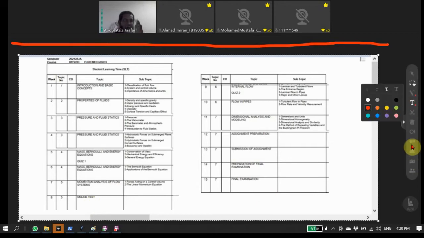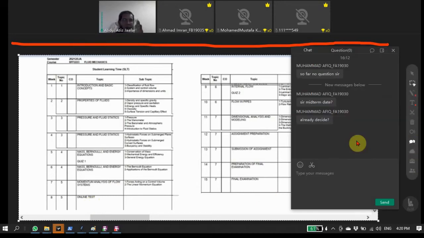Just now, one of your friends, Muhammad Afiq, FA 19030, asked when the test will be carried out. So the midterm test will be in week 6. I don't know when it will take place, but the plan by the university previously was week 8. Due to the situation right now, we cannot implement that in week 8, so we want to make it at an earlier week. I'm going to set the midterm date in week 6.